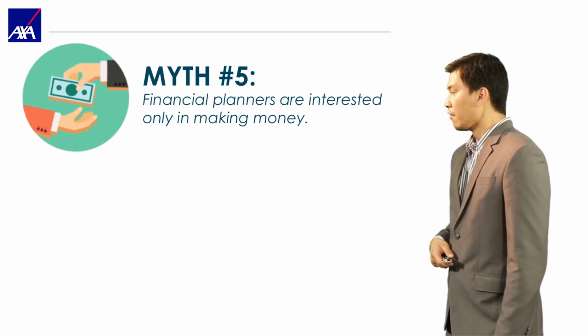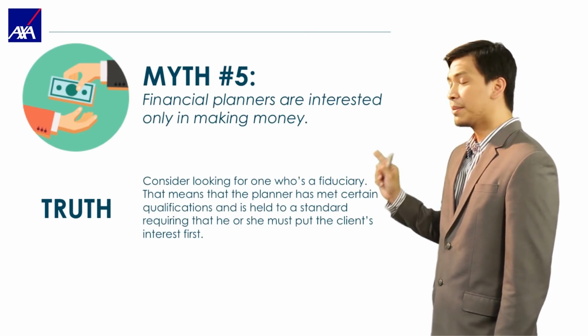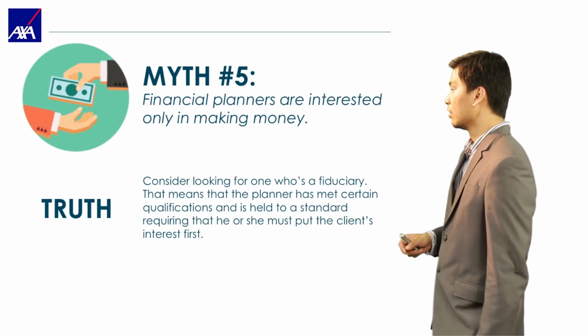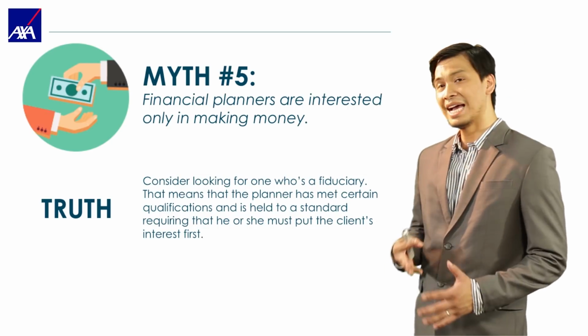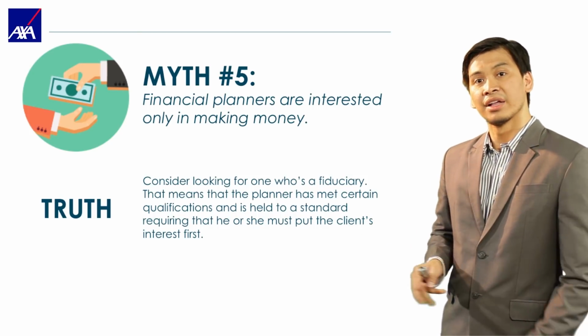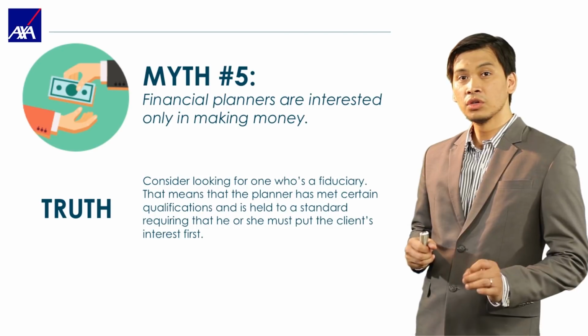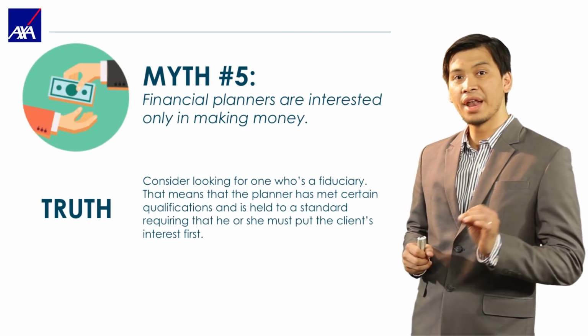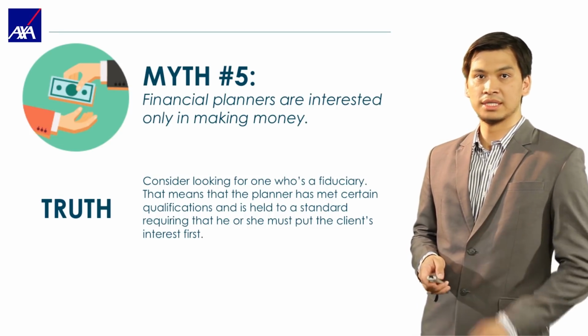Myth number 5, financial planners are interested only in making money. And we know that the truth about this is it's important a client looks for someone who is a fiduciary. What does that mean? This means that a financial planner has met certain qualifications and is held to a standard requiring that the planner puts the client's interest first. When you know that a financial planner has qualified for these standards, you know that you are in good hands and he will not think about his own money, but he will put the client's interest first, always.